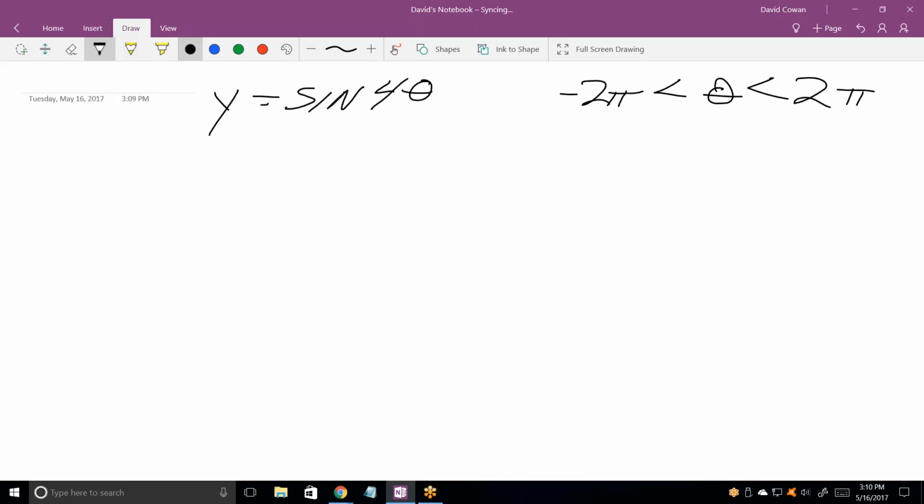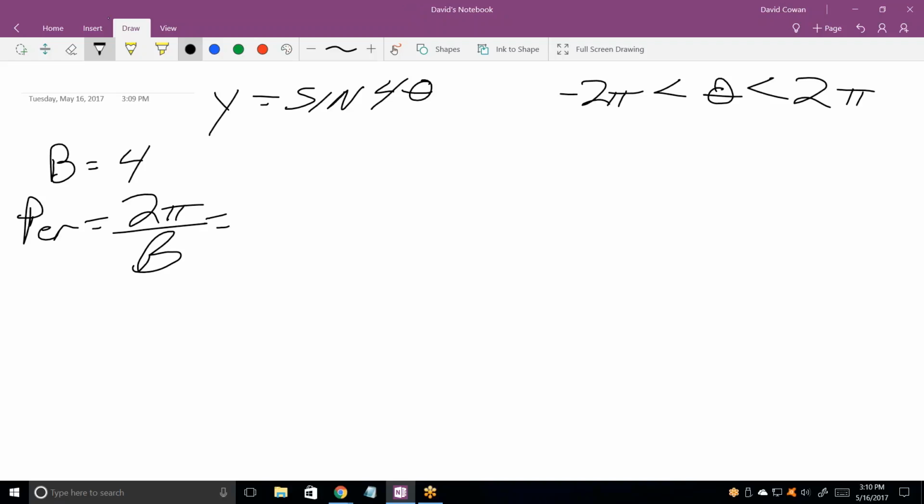Okay, what's b? Isn't b 2 pi over, yes, but b is 4. B is the coefficient of theta. Now that'll let you figure out the period, because the period is 2 pi over b. So what's the period? The period is 2 pi over 4, so the period is pi over 2.